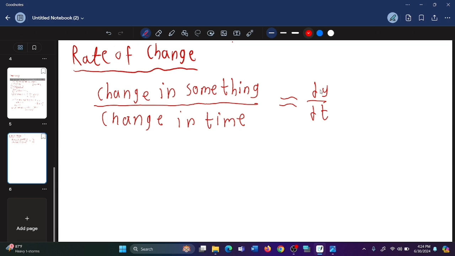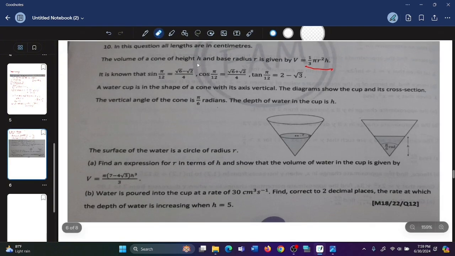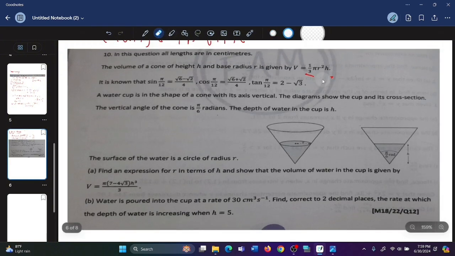Let's see one question. Question 10 says that in this question, all lengths are in centimeters. The volume of a cone of height h and base radius r is given by v equals 1 by 3 pi r h. So we know that the formula for the volume of a cone that has a circular base is v equals 1 by 3 pi r squared h. Okay.